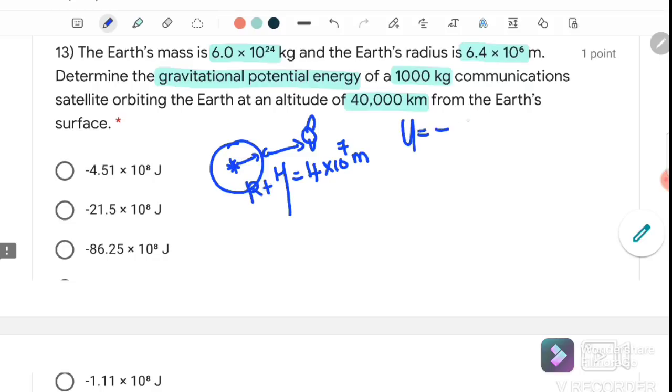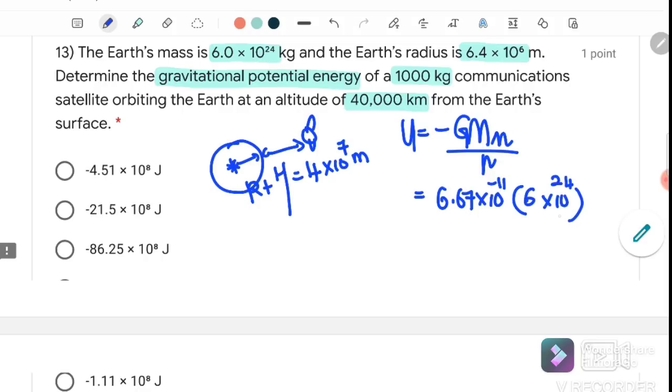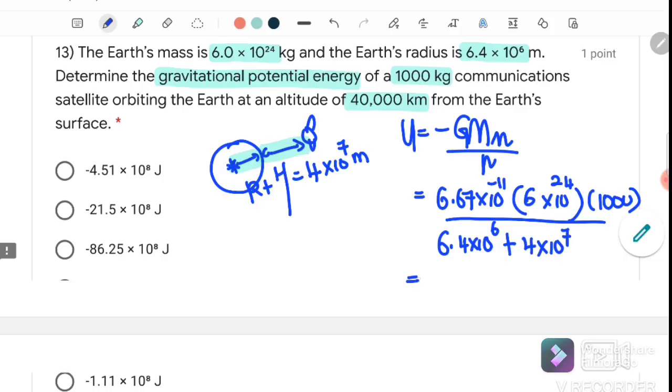Okay, so the potential energy equation is equal to negative GMm over R, where G is 6.67 exponent negative 11, the mass of the Earth is 6 exponent 24, and the mass of the satellite is 1000 kg, over the radius. As mentioned just now, the radius you must take from the center, so we take the radius of the Earth plus the altitude. The radius of the Earth is 6.4 exponent 6 plus the altitude 4 exponent 7. Remember to keep the negative sign. So finally, we will get negative 86.25 exponent positive 8 joule. Okay, so the answer here is C.